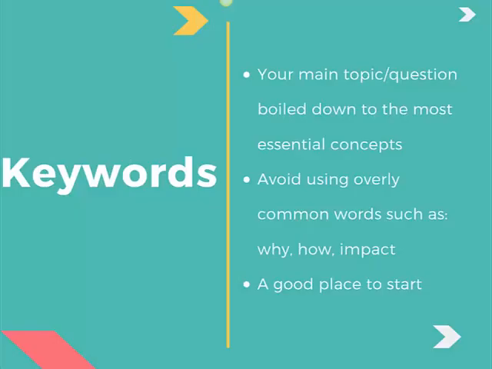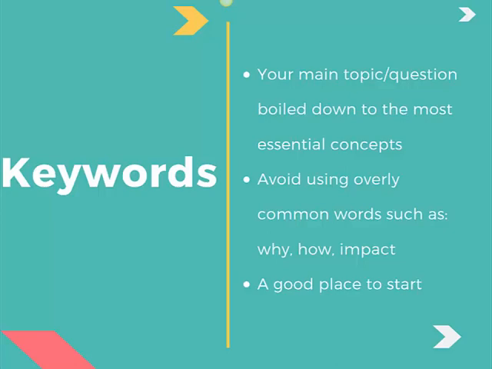So most of us are going to use keywords whenever we start searching. And what keywords are they? They are your main topic or your question boiled down to the most essential concepts. You want to avoid using overly common words such as why, how, impact, or benefit. Those words can appear in articles about early childhood education, and they can appear in articles about tree frogs in the rainforest. So you really want to use specific language to your topic.